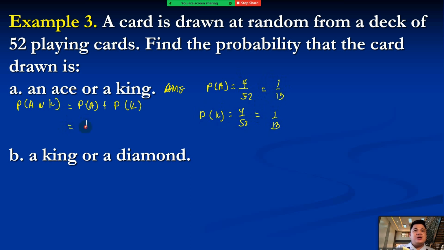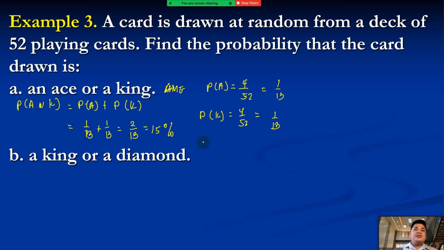Now we can substitute 1 over 13 plus 1 over 13. So we have 2 over 13, or simply 15%. Just multiply 2 over 13 by 100. So this is 15%. So the probability of getting an ace or a king, and the events are mutually exclusive, will be 15%. Now let's have letter B, probability of getting a king or a diamond.